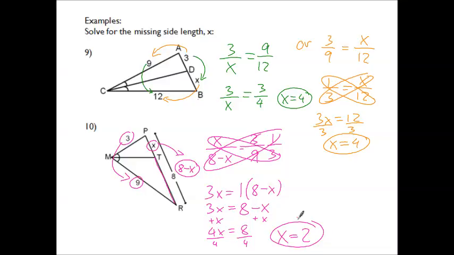One look back at our instructions. Solve for the missing side lengths was what we were supposed to do in both problems. Number 9, we got x is equal to 4. Number 10, we got x is equal to 2.